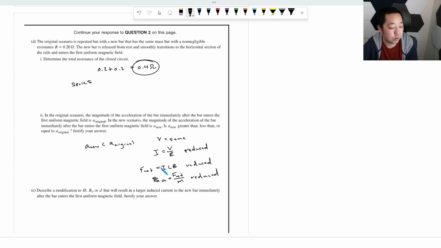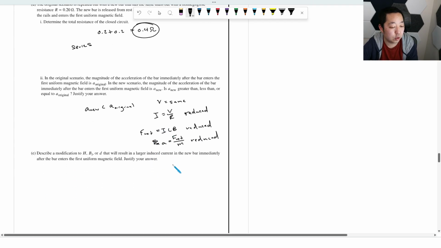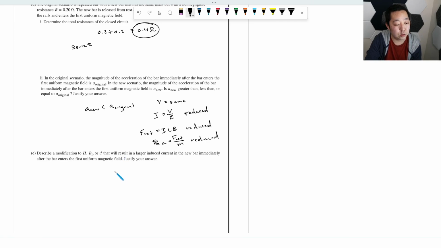Describe a modification to H, B1, or D that will result in a larger induced current in the new bar immediately after it enters. A larger induced current, right? So the induced current we said was V over R. We had that derivation for it. It's BLV divided by R. So if you want to increase this value, you could increase the velocity. So you could increase H. Increasing H would result in a higher velocity.